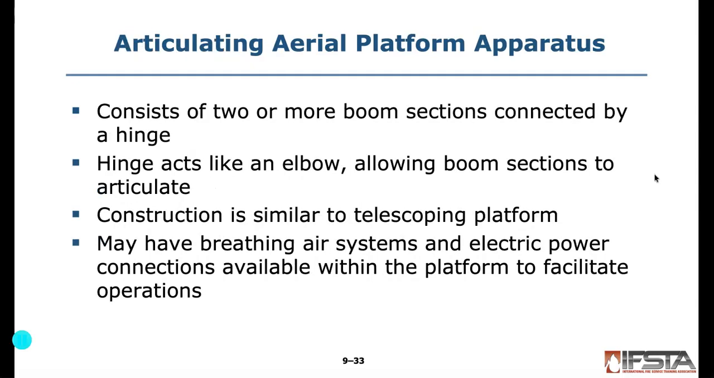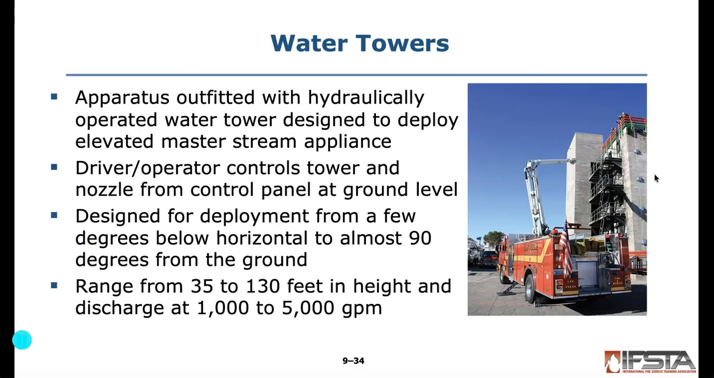All right. So basically, your platforms, your traditional aerials, they don't bend. It's just straight. So you're going to have a straight line at whatever angle they put it, versus telescoping or articulating, where you can bend. Right, 2 or more boom sections connected by a hinge. The hinge acts like an elbow, allowing the boom sections to articulate or move or bend. Right, construction is similar to telescoping platform. They may have breathing air systems and electric power connections available within the platform to facilitate operations.